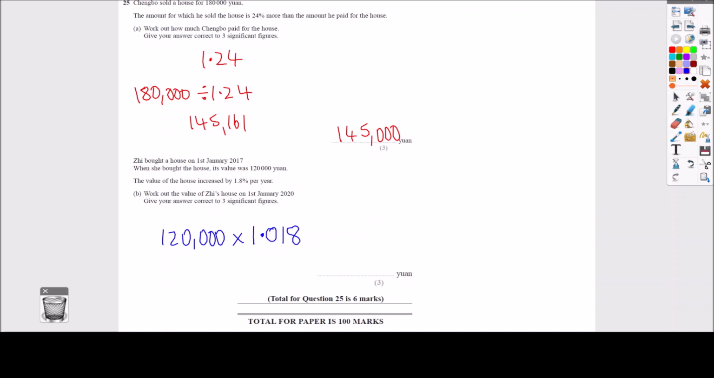Now this is for 3 years, so do this to the power of 3. So simply put into your calculator 120,000 multiplied by 1.018 to the power of 3, and we get 126,597. So to three sig figs, that's going to be 127,000 yuan.